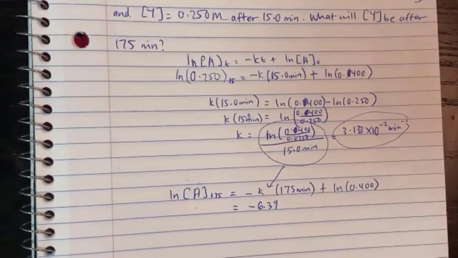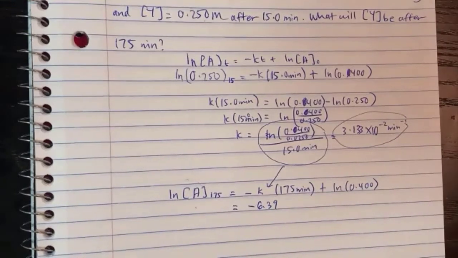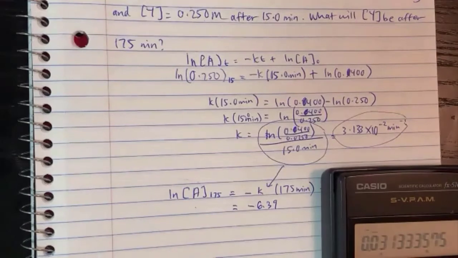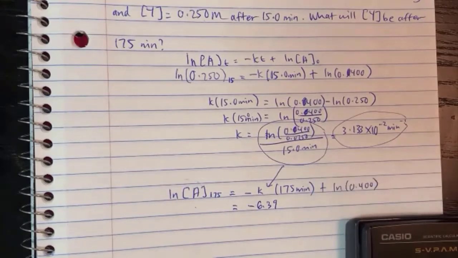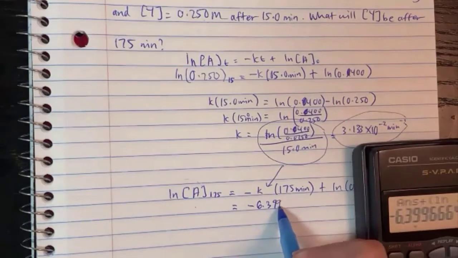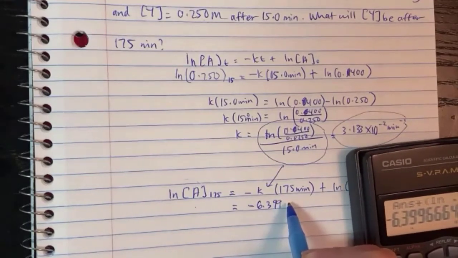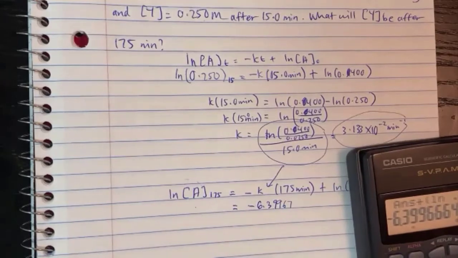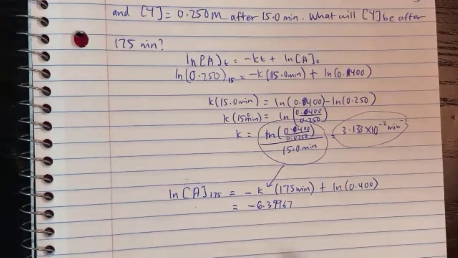And all of this together, okay? So I got my k here, negative of that, times 175. And then I have to add that plus that number, ln 0.4, and then we get negative, this is what I have, 6.3996. It's really 6.4, but something like that. So 6.9967, something like that. But okay, how do you change that?